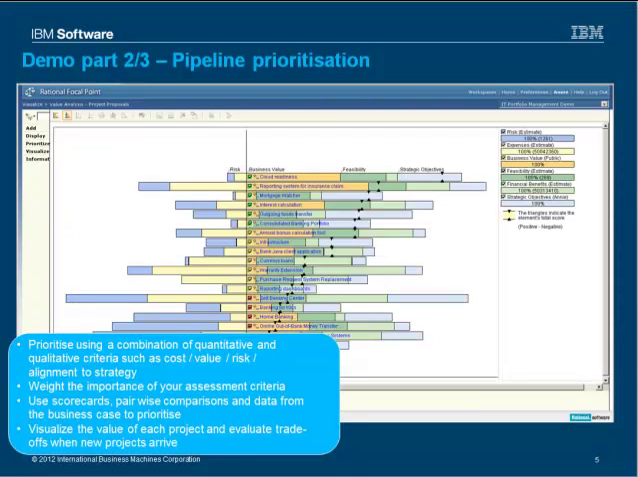Okay, so this part of the demonstration we're going to be introducing three different techniques to help build priority lists, and then we're going to be looking at some of the ways that Focal Point can help to visualize priorities and support decision making.